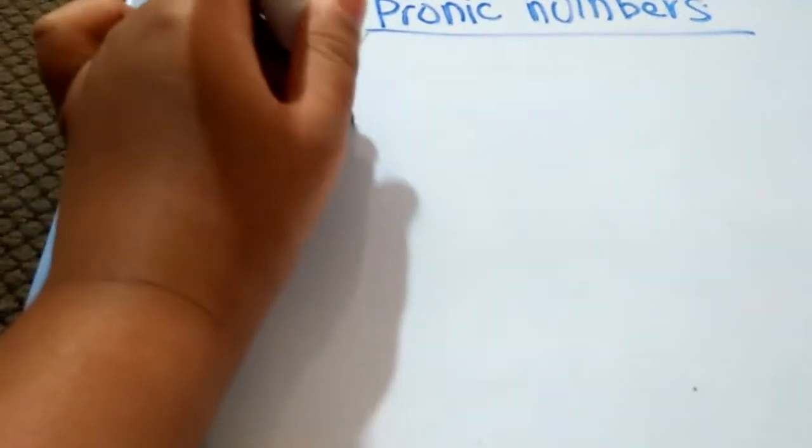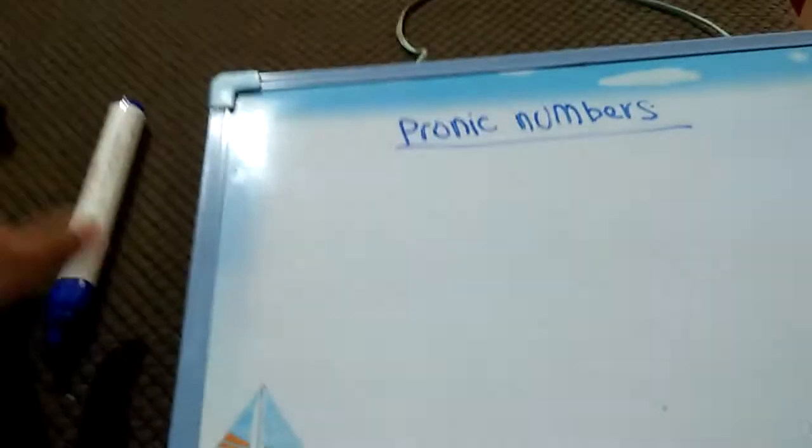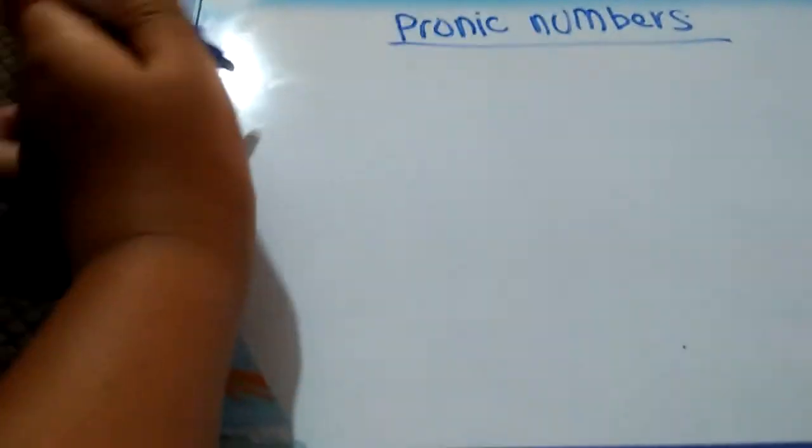First, let's look at an example. 17 times 18 is 306. Also, it is a Pronic number. Now let's look at some examples.